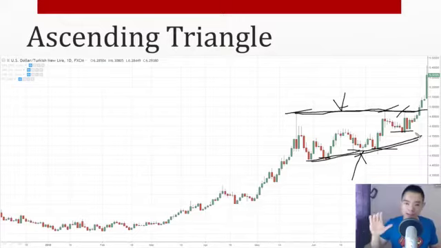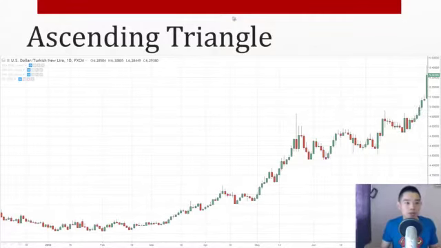Okay, we won't talk about the exact strategy on how to trade this yet, but I just want to share with you the concept, the idea behind the ascending triangle, and the meaning behind it. Okay, so this is for the ascending triangle.